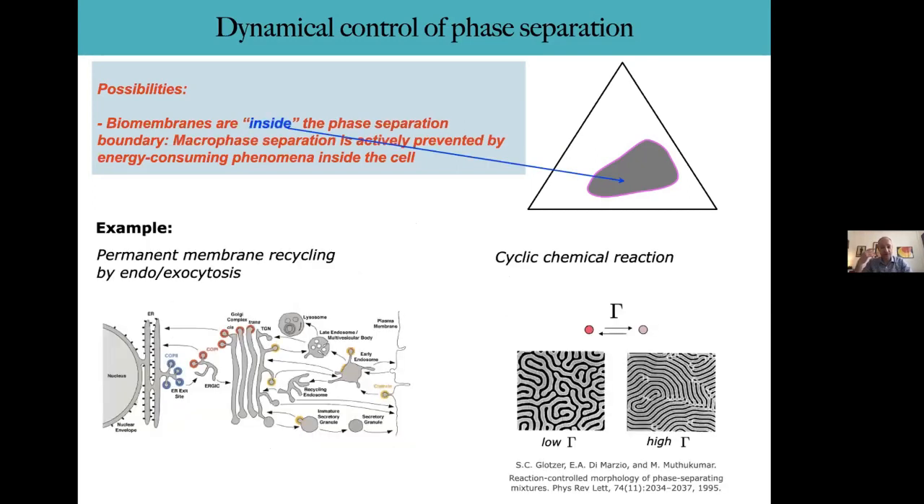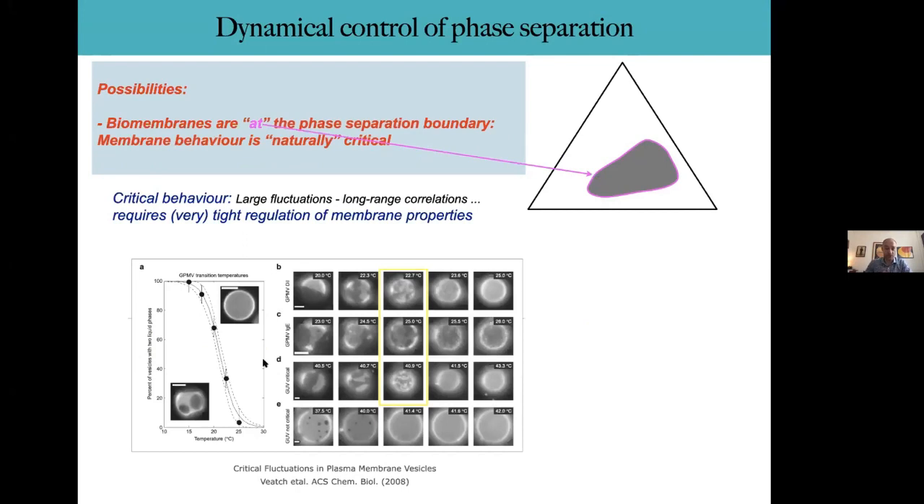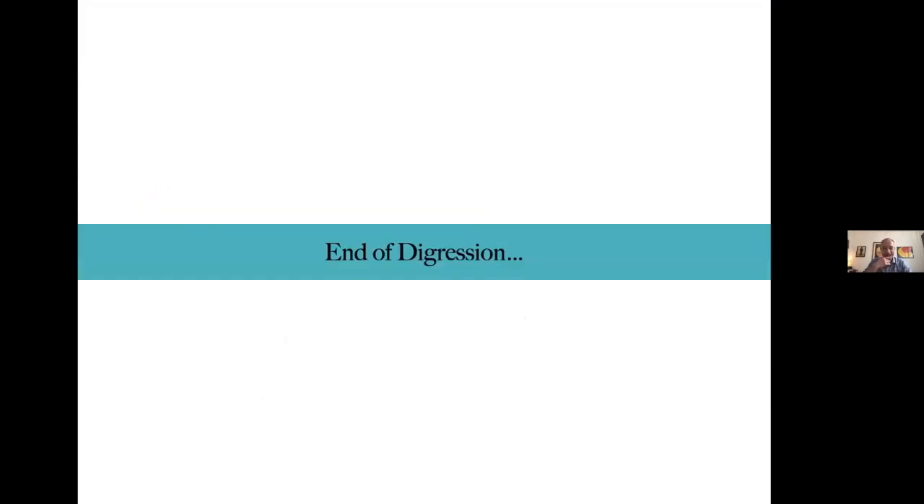Processes where activity could break phase separation are, as I said, chemical reaction, or the fact that you recycle material. And then some people argue that plasma membrane might be exactly at the boundary and behave as a critical system. I don't want to get into that, but this is one possibility. Okay, so this is the end of the digression I want to make.